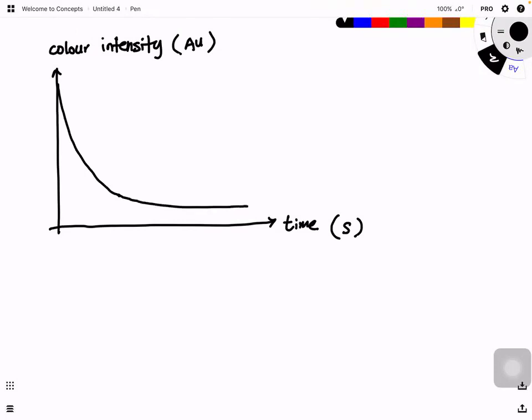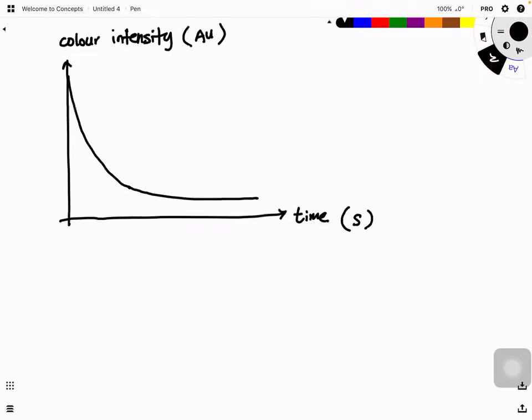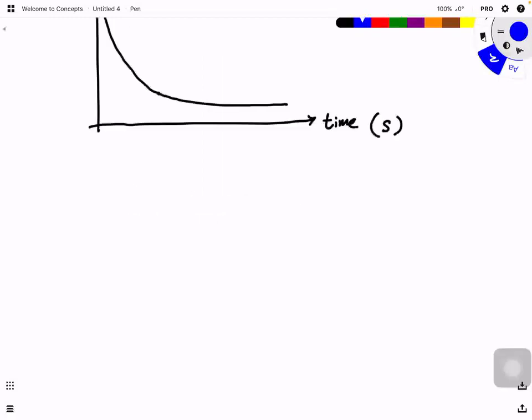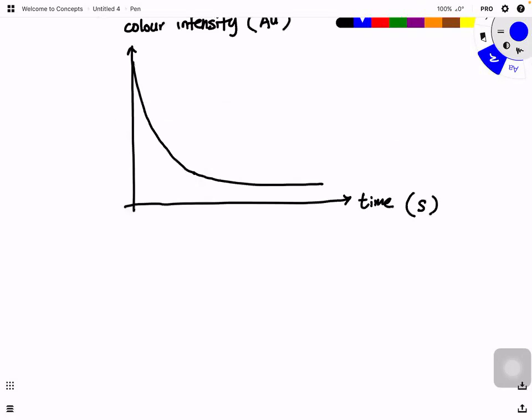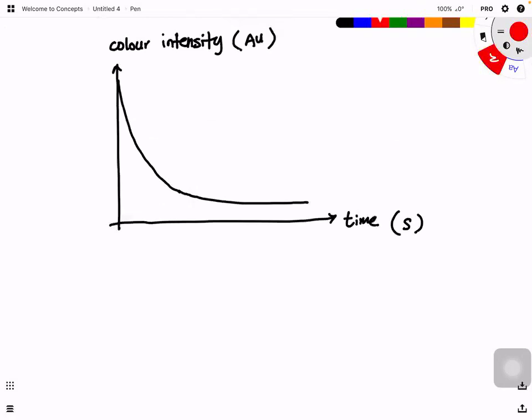Okay, this is what we have plotted just now. Now, with this kind of graph, if you calculate the initial rate of reaction, you realize that the initial rate of reaction is actually meaningless. Let's say I put my tangent here, then I can get the gradient. That gives my initial rate of reaction.